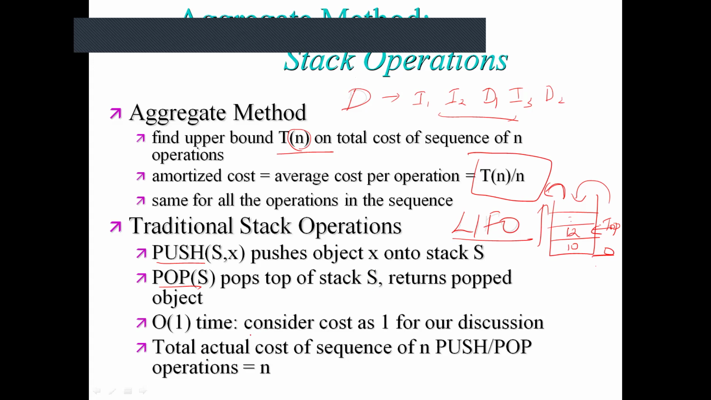Now, usually, what is the time taken if we try to perform analysis on this? We see that it is just O of 1. It's constant time because you just have to increment the pointer and add the element. Adding an element to an array does not take much time. Similarly, you just have to decrement the pointer, which in turn deletes the element. So the actual cost of a sequence of n push and pop operations is n itself. If you have n push or pop operations, you have done the operation n times, so the total cost of the sequence will be n.